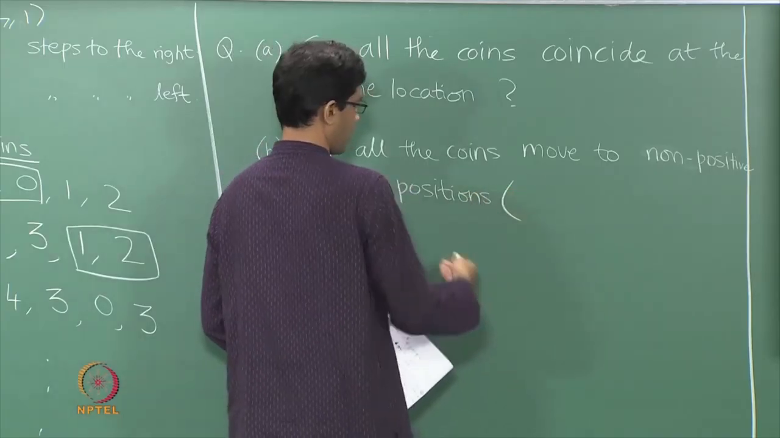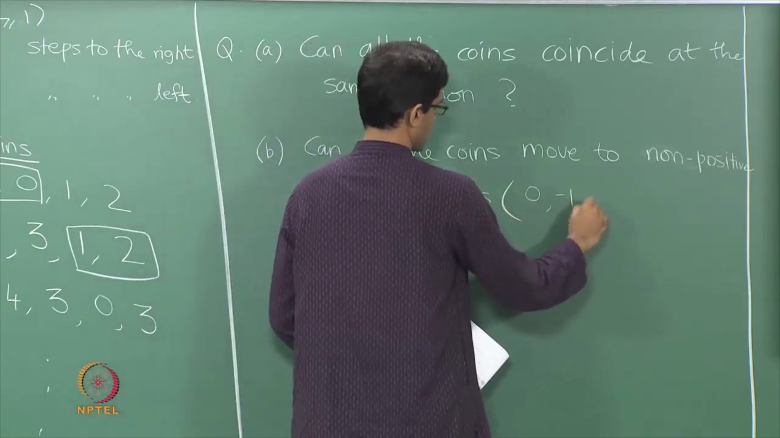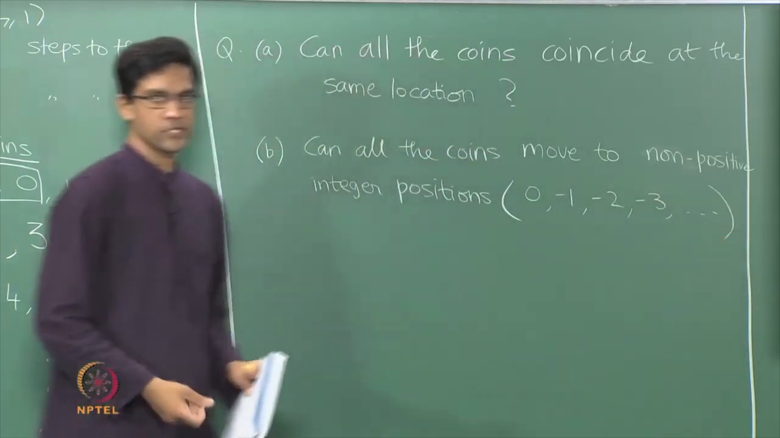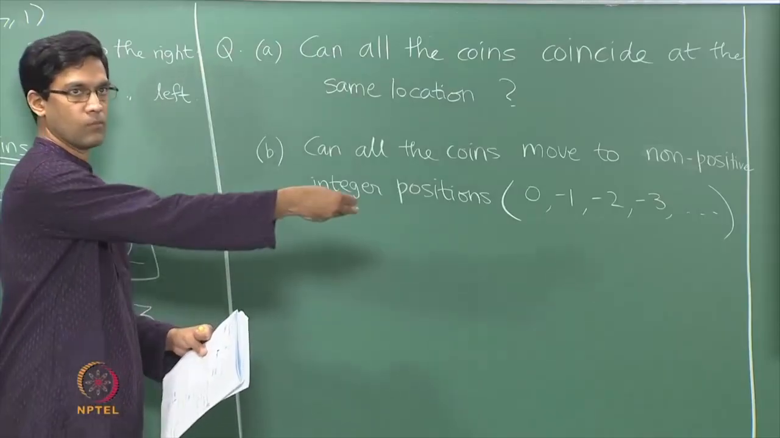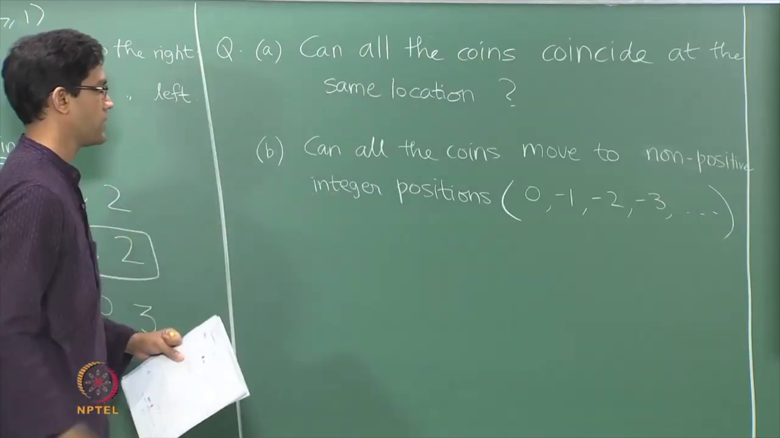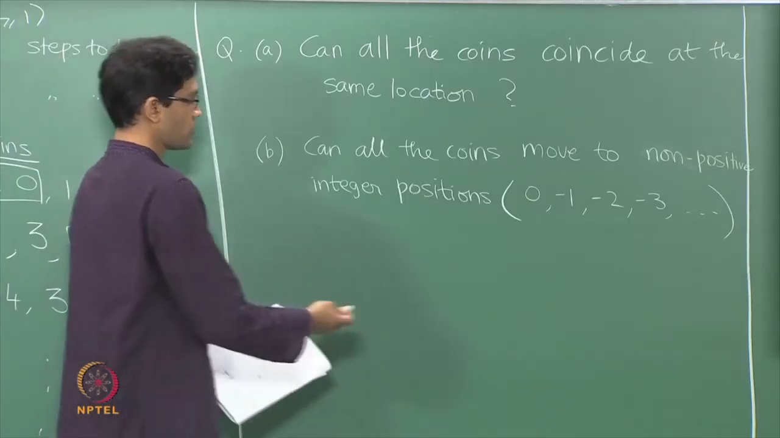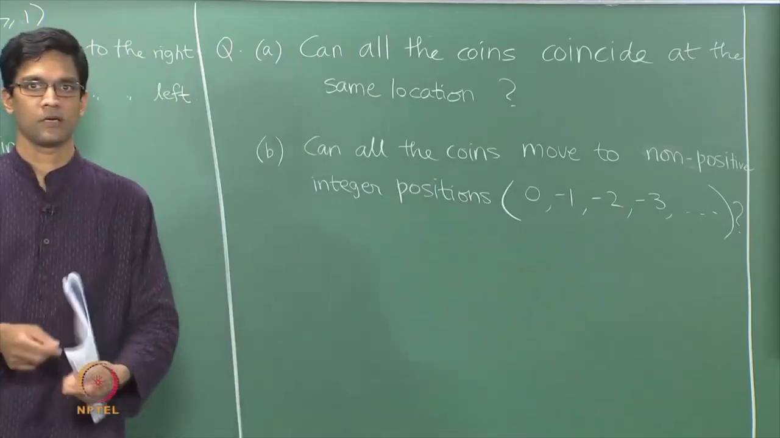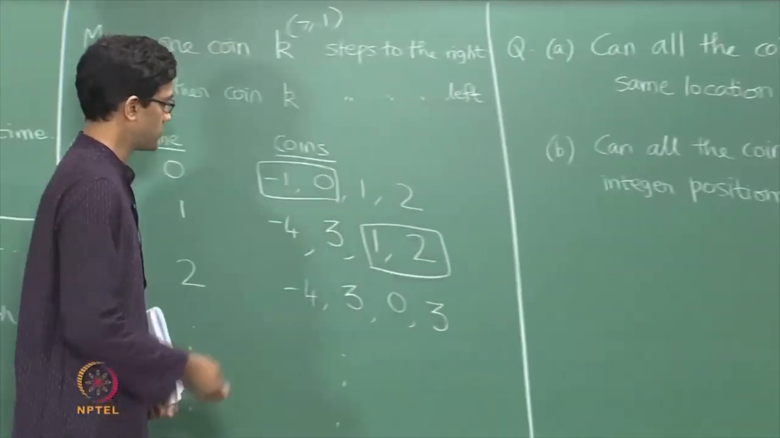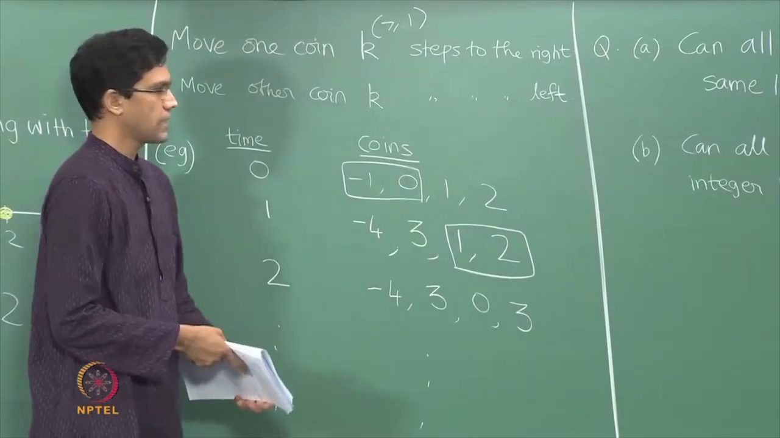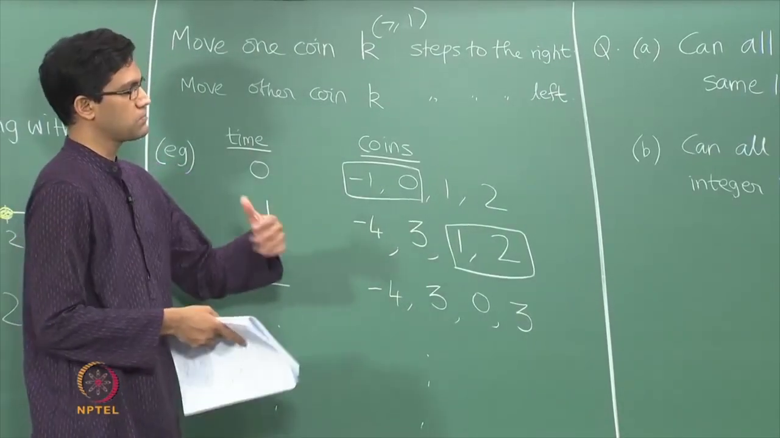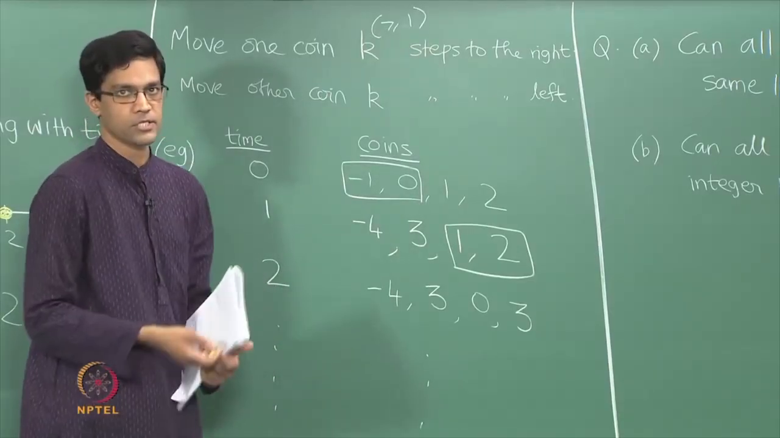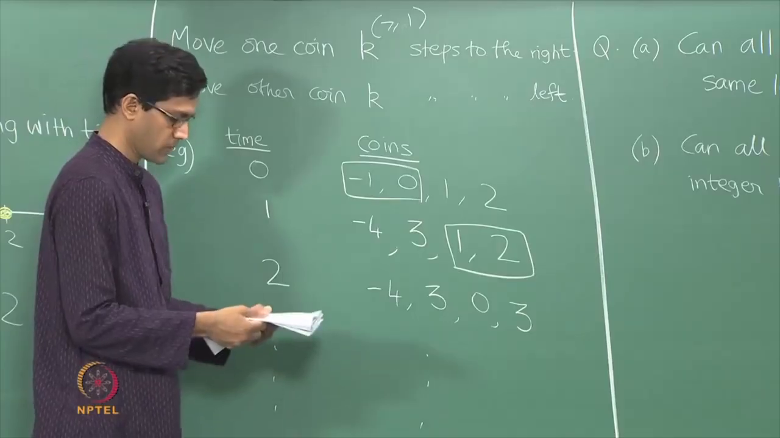So what do I mean by the non-positive integer positions? That's the numbers 0, minus 1, minus 2, minus 3, and so on. So is it possible for all the coins to somehow move in such a way that they lie on the negative part of the real axis? Okay, so there are these two questions. And what we want to understand is, by analyzing the moves that are allowed for the system, can it somehow happen that at some time t, configuration A happens or configuration B happens? Okay, so those are the questions that we want to answer.